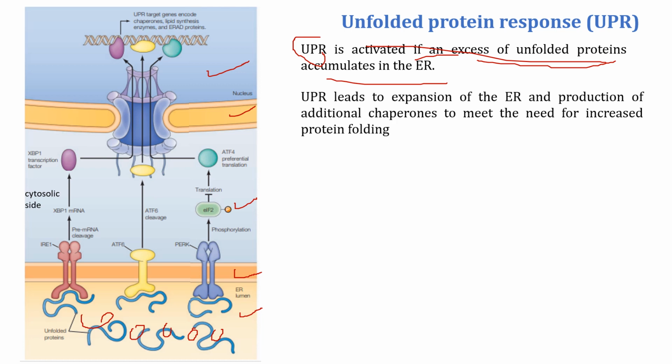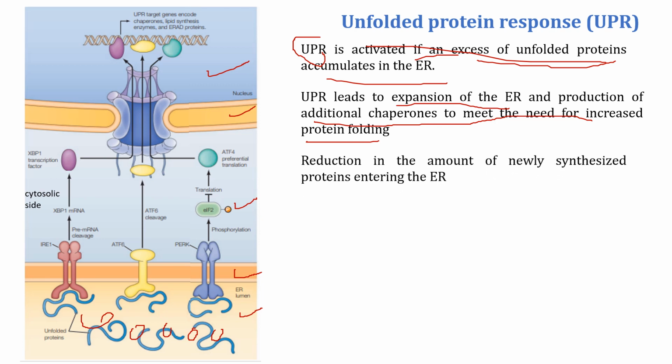Now the UPR leads to expansion of the ER and production of additional chaperones to meet the need for increased protein folding. Also, the UPR leads to a reduction in the amount of newly synthesized protein entering into the ER.